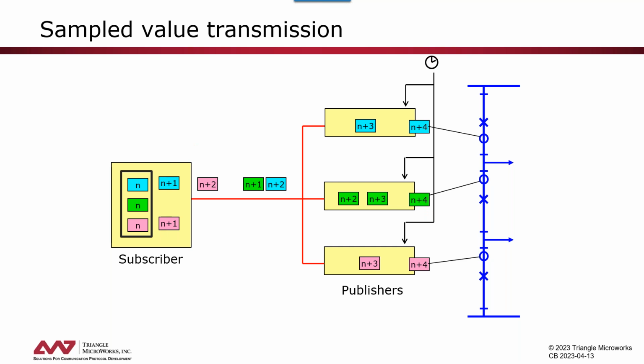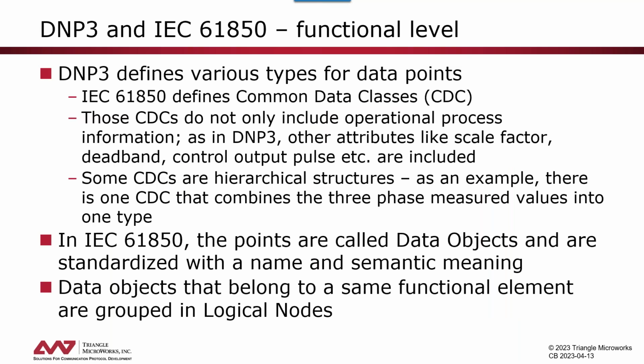Okay, so much about the protocol level, DNP3 and IEC 61850. Now let's compare them at more the functional level. At functional level, DNP3 defines various types for the data points. 61850 has a similar concept, but there we call it common data classes. Common data classes in 61850, however, do not only include operational process information, like typically in the SCADA protocols, but here we also include other attributes like the scale factor, deadbands, control output pulse configuration, and so on.